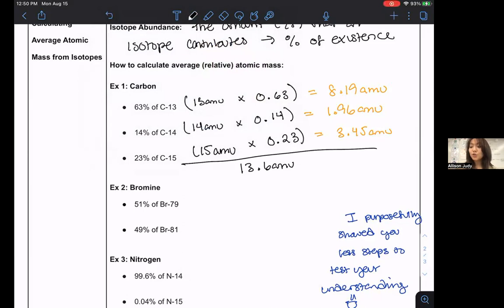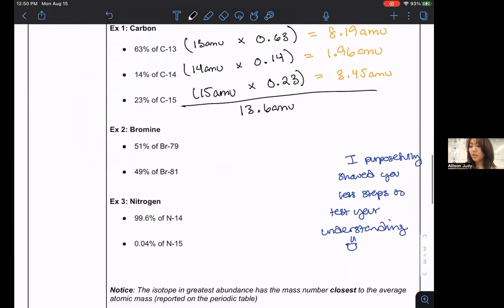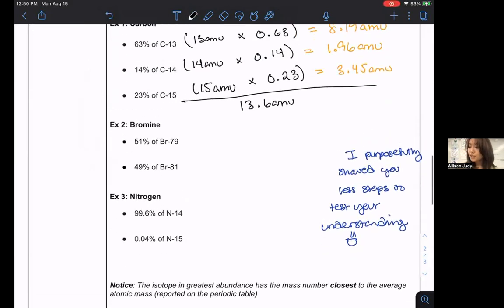But the big idea is that you can do this math and notice something. When you look at the isotope in greatest abundance, you'll often notice that it has a mass number closest to the average atomic mass reported on the periodic table. Why? Because it's the most dominant presence. It has the greatest abundance. It kind of dominates and shifts the average weight more toward itself.